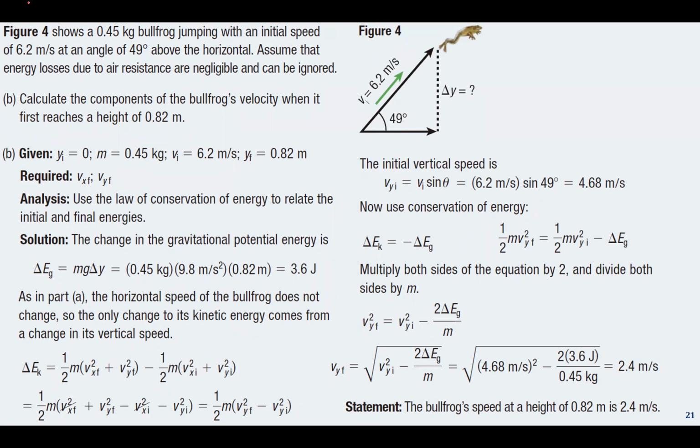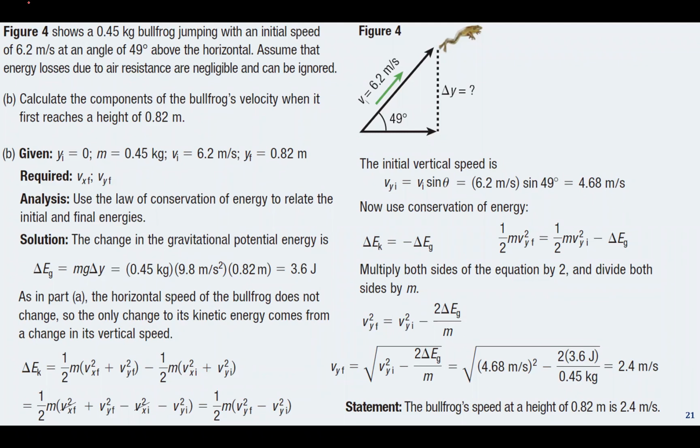As in part A, the horizontal speed of the bullfrog does not change. So the only change to its kinetic energy comes from a change in its vertical speed, which we have delta Ek is 1/2 times m times (Vxf squared plus Vyf squared) minus 1/2 of m times (Vxi squared plus Vyi squared). Simplifying this equation gives us delta Ek equals 1/2 times m times (Vyf squared minus Vyi squared). The initial vertical speed Vyi is Vi sine theta, which equals approximately 4.68 meters per second.